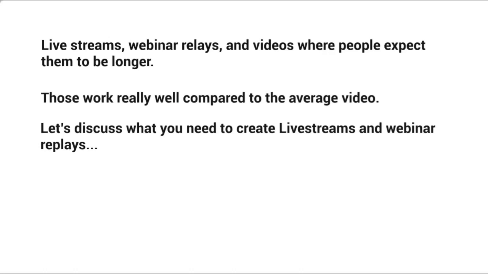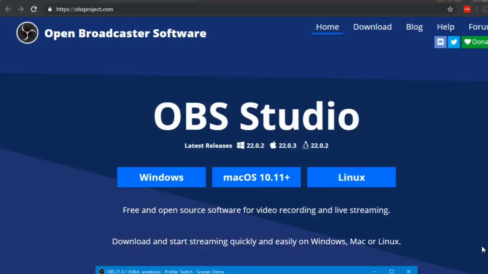So let's discuss what you need in terms of software or web applications to create live streams and webinar replays. In order to create a YouTube live stream, you're going to need broadcasting software. There are many. You can go to YouTube and search how to set up a live stream, and there are a lot of videos on that. But this is one particular one that we have used and that has worked really well for us. It's called Open Broadcaster Software, and it's free, best of all.